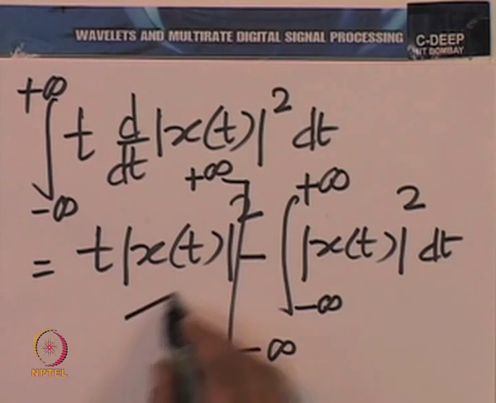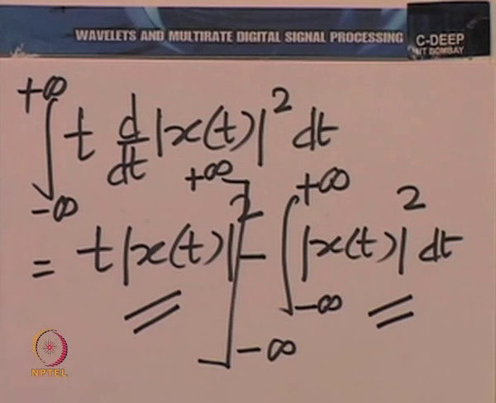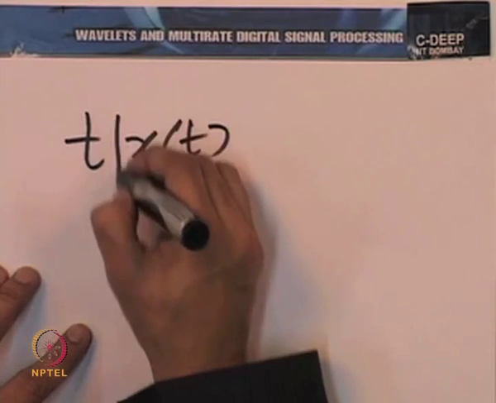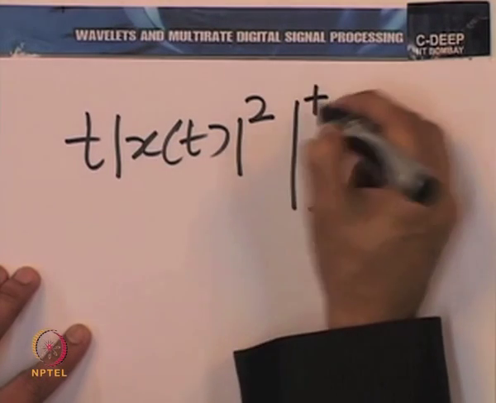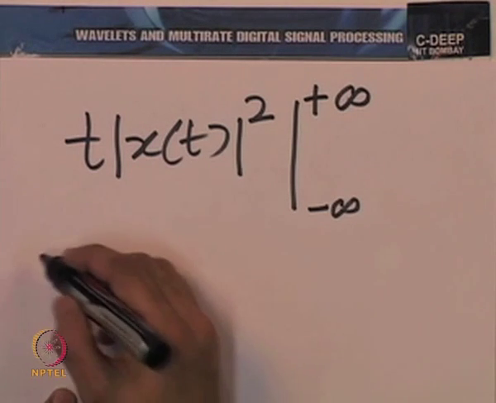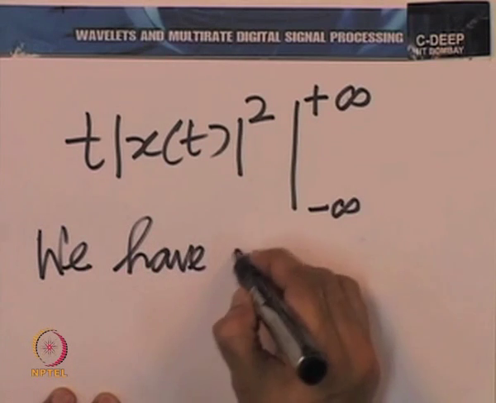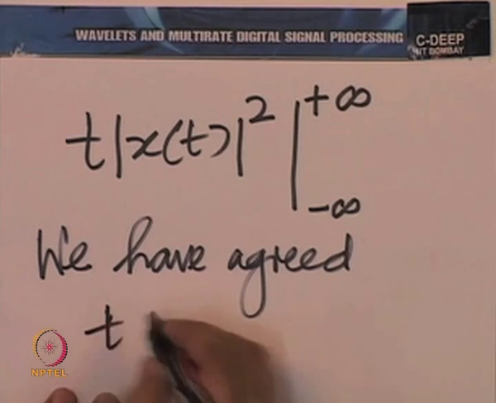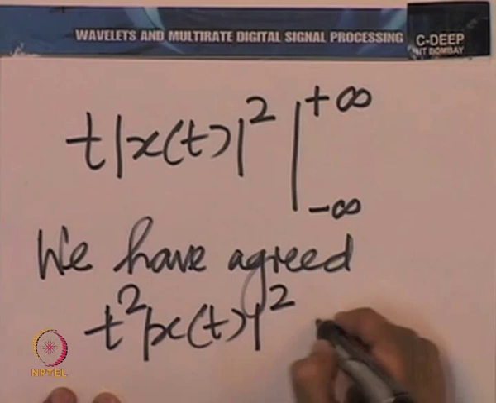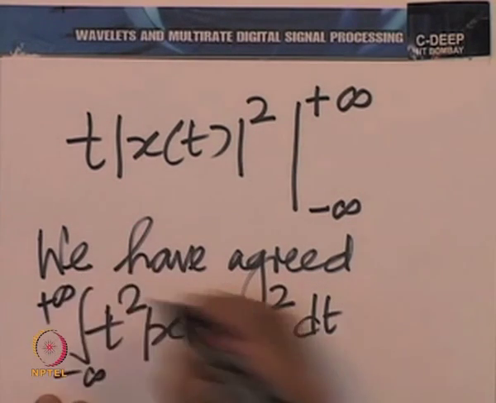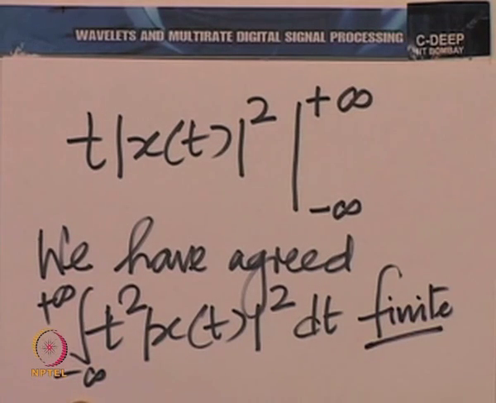Now, let us focus our attention on each of these terms individually. Let us take the first term, t times mod x(t) the whole squared, evaluated at plus infinity, and then from it subtract, evaluated at minus infinity. So, let us focus our attention on t mod x(t) the whole squared, evaluated at the two limits and subtracted. Now, we have agreed that the integral of t squared mod x(t) squared dt from minus to plus infinity is finite. We have agreed on that. We said if that is not true anyway, we have an infinite bound. There is no question of lower bounding then.